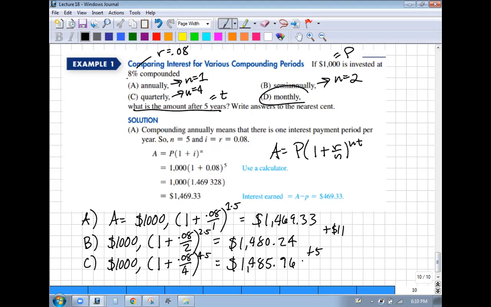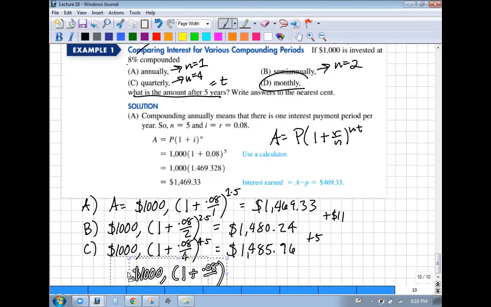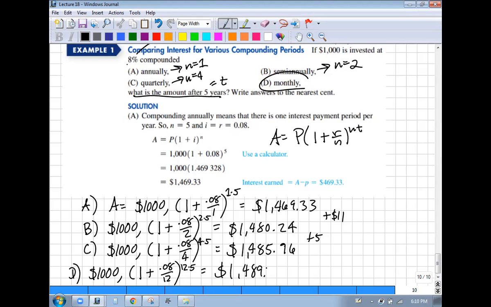Now let's do monthly. So monthly, we take our rate, divide it by 12. We're going to do this 12 times a year times 5 years. So now I have 0.08 divided by 12, add 1, raise that to the 60th power, and then multiply by 1,000. We get $1,489.85. So we got an extra, what, 4 bucks maybe? By going from 4 times to 12 times a year.